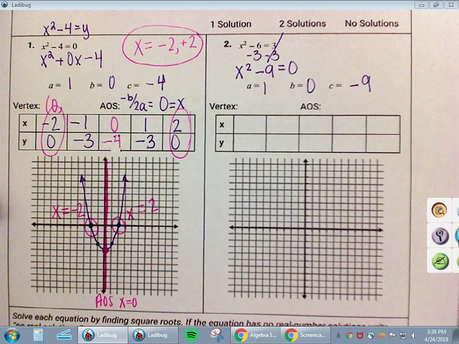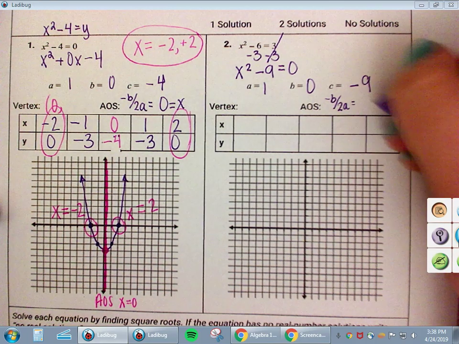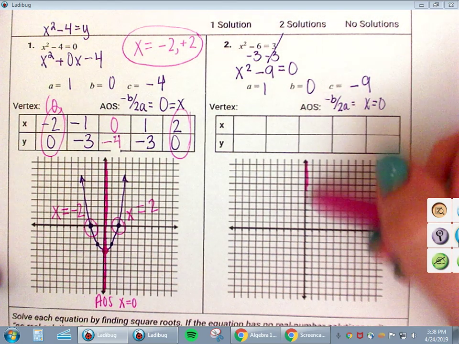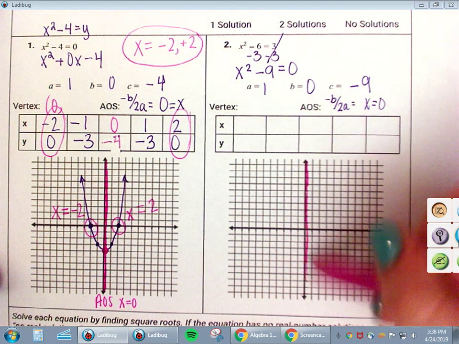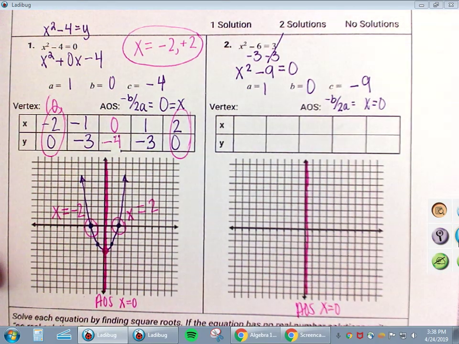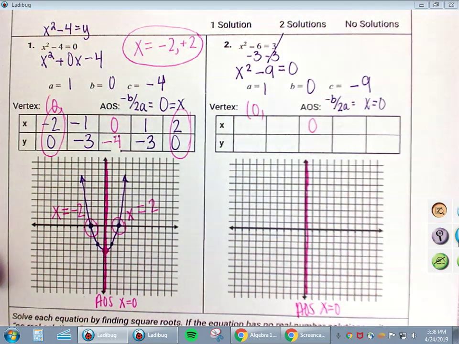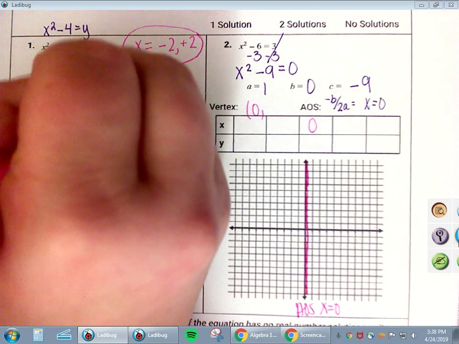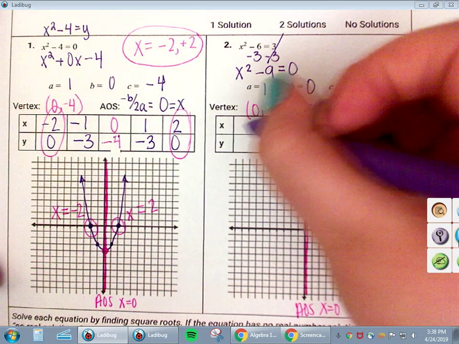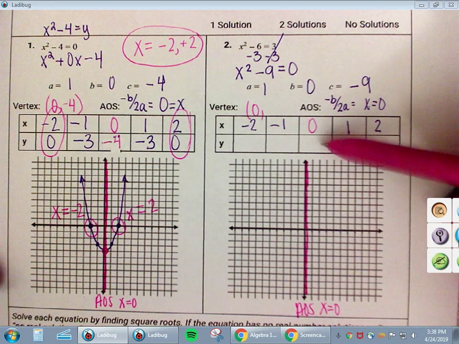From there, let's find our axis of symmetry. It's -b over 2a again, and b again is 0, so my axis of symmetry is x equals 0, right on that y-axis. So I know the first point of my vertex is 0, and it goes right in the middle there. And then we'll do to the left and to the right. All right, let's do our vertex first. I forgot it last time.